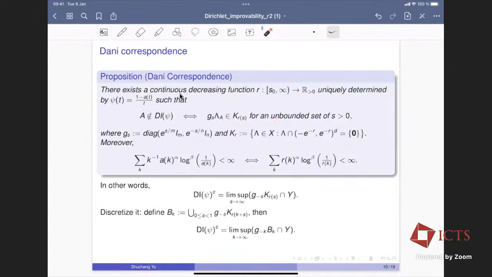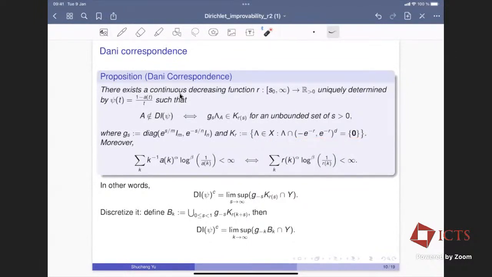S greater than 0. Here GS is a one-parameter diagonal subgroup. The first n diagonal entries are e to the S over n, and the last diagonal entry is e to the minus S over n. And the set KR is a set of lattices which intersect this cube trivially.